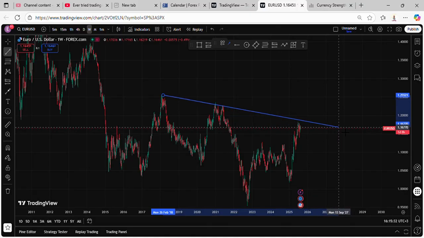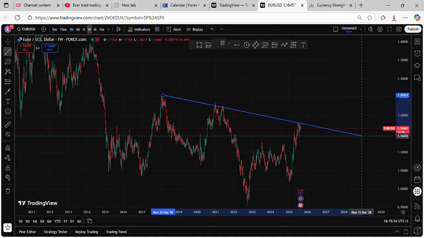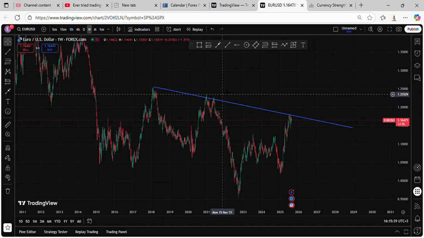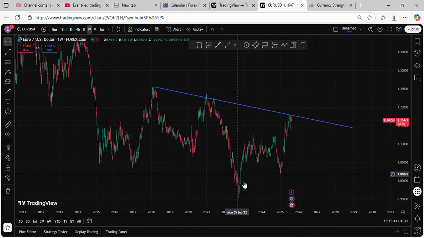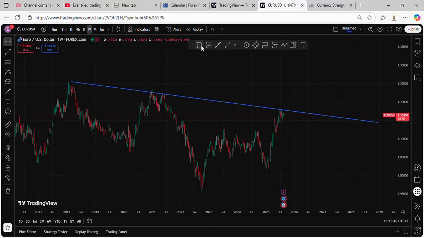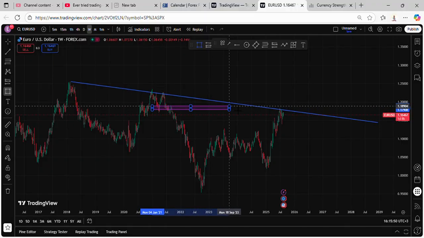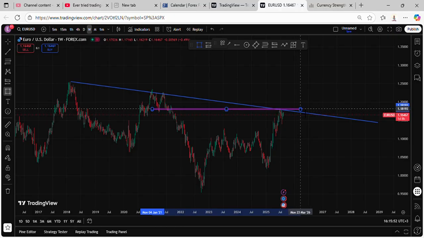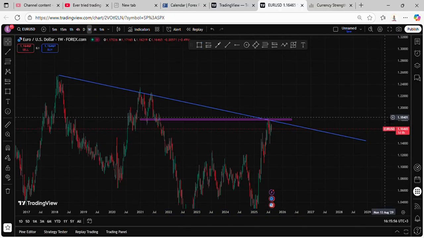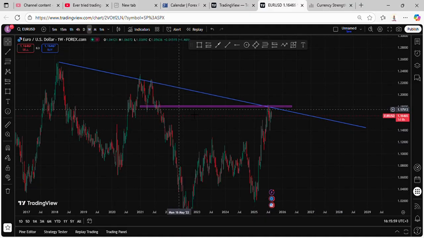As you can see, there is a trend line here. In the weekly, we are in the third touch of the trend line. And remember, we are also at a support on the same third touch of the trend line. We have support, there is again a strong resistance, and remember we are in the third touch.